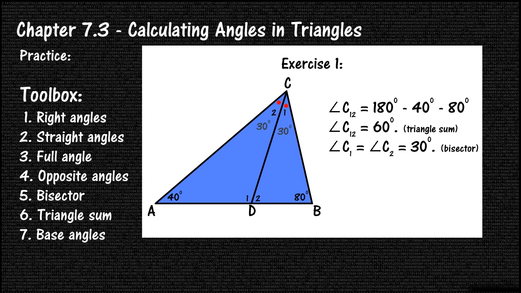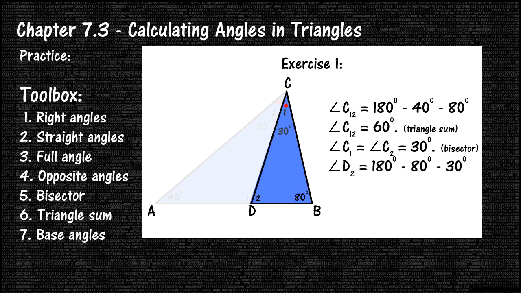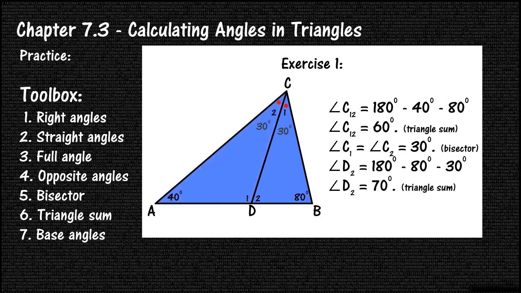Now let's calculate the size of angle D2. Again, we look for a triangle. In this case, triangle BCD. We know that angle B is 80 degrees and angle C is 30 degrees. This means that angle D2 is equal to 180 minus 80 minus 30, which is 70 degrees. And that's how you use the triangle sum to figure out your angles. Let's do one more, a big one.